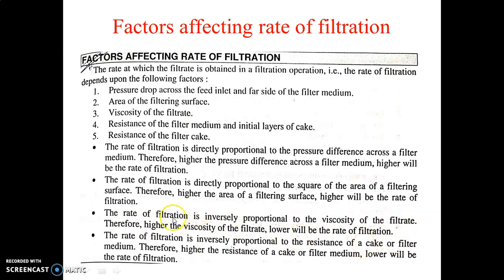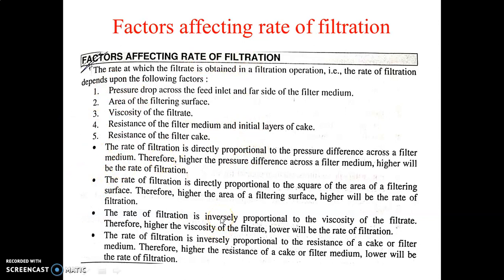That means it will have an adverse effect on the rate of filtration. Therefore, the higher the viscosity of the filtrate, the lower the rate of filtration. That means if the slurry has higher viscosity, at that time the rate of filtration is lower. And the rate of filtration is inversely proportional to the resistance of the cake or filter medium. So these two parameters are also inversely proportional. So the higher the resistance of the cake or filter medium, the lower the rate of filtration. So all these parameters affect the rate of filtration.